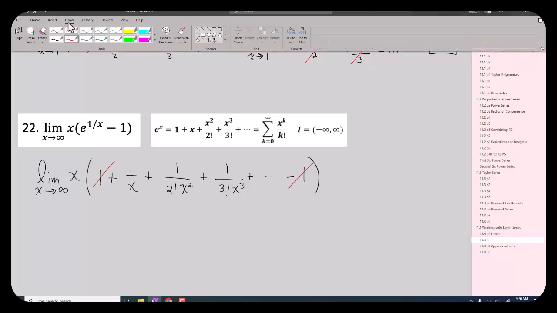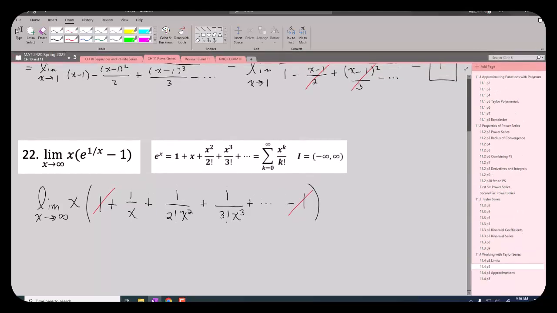I wonder if I can pin that. That might help. Okay, helps a little.